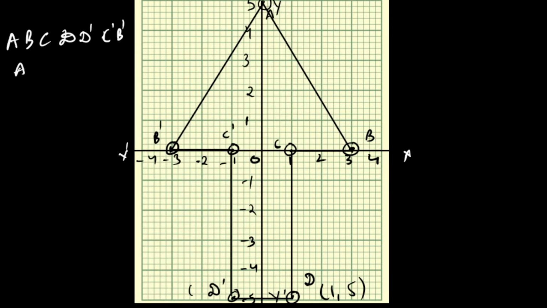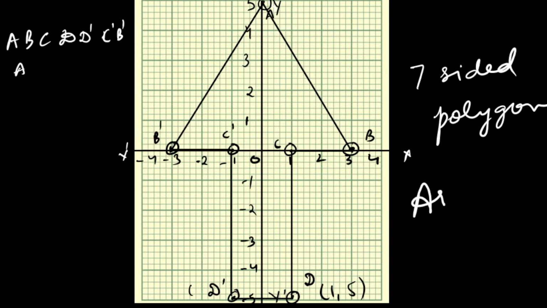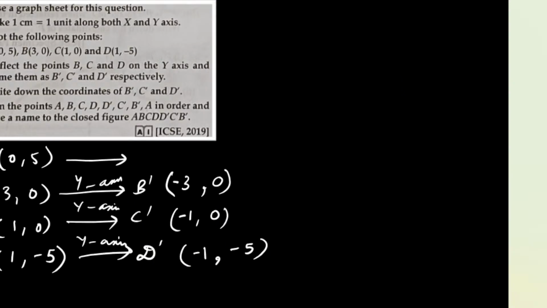So here it's done. What are we getting? A seven-sided polygon: 1, 2, 3, 4, 5, 6, 7. And it looks like an arrow also. You can write both. Arrow and seven-sided polygon, both you can write. So we have completed this question as well. Everything is done.